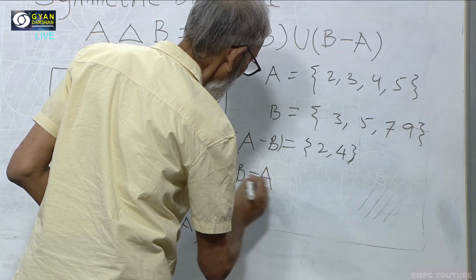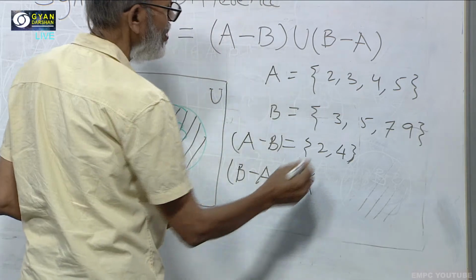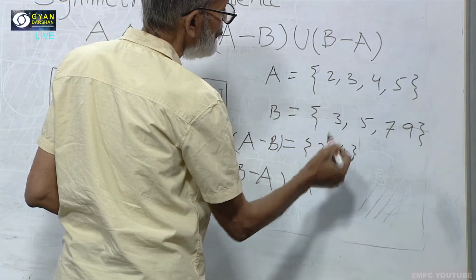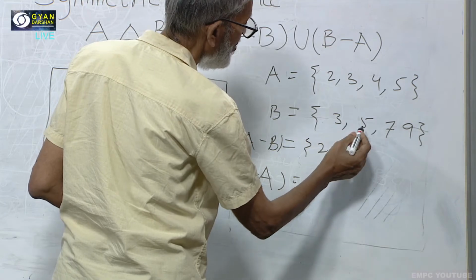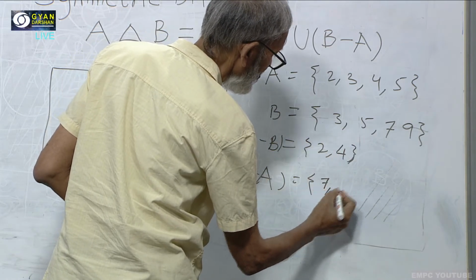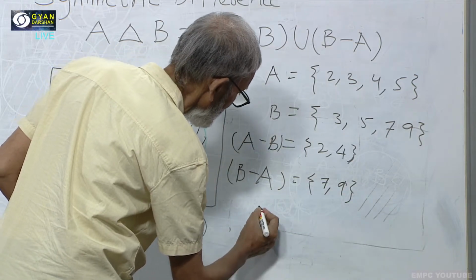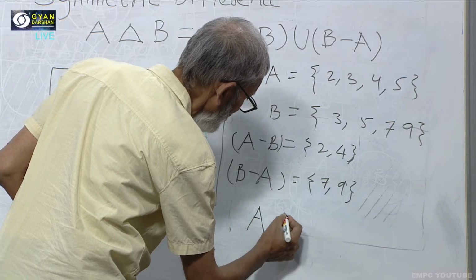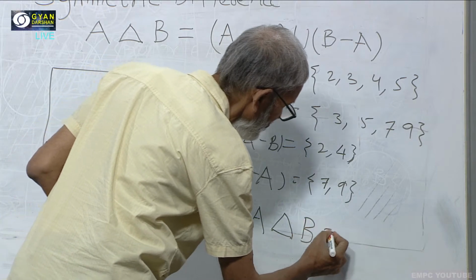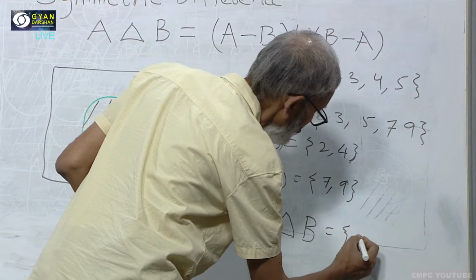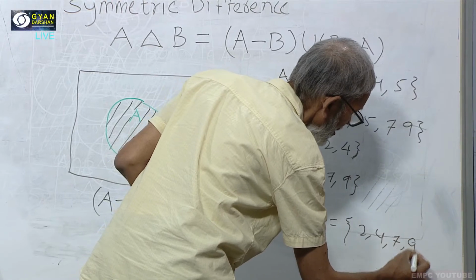What is B minus A? 3, 5, 7, 9. 3 is common, 5 also, 3 and 5 are common. So, 3 and 5 will not be there. 7 and 9. So, if we write the symmetric difference between A and B, it will be equal to 2, 4, 7 and 9.